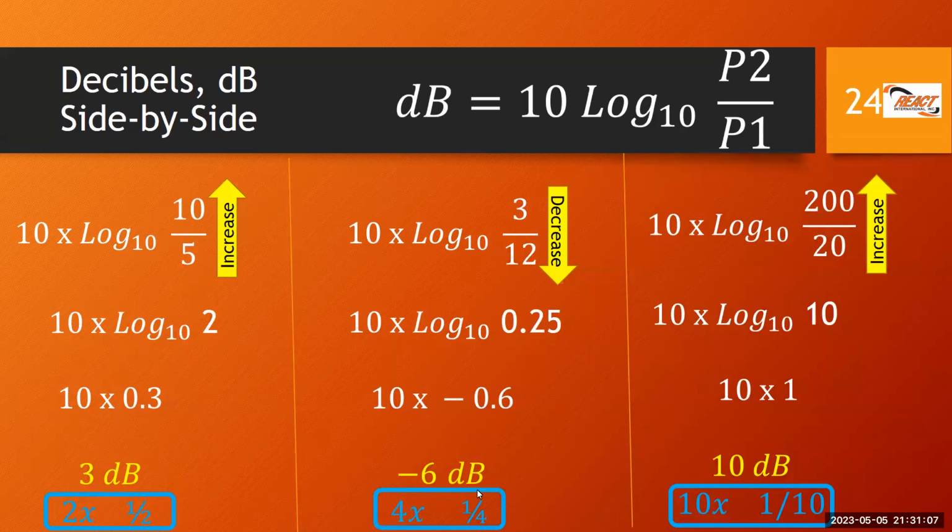So just some little notes here. You see, one of the questions ends up in 3 dB as the answer. The other one ends up as -6 dB, and the other one as 10 dB. All right, so this is just a little reference.